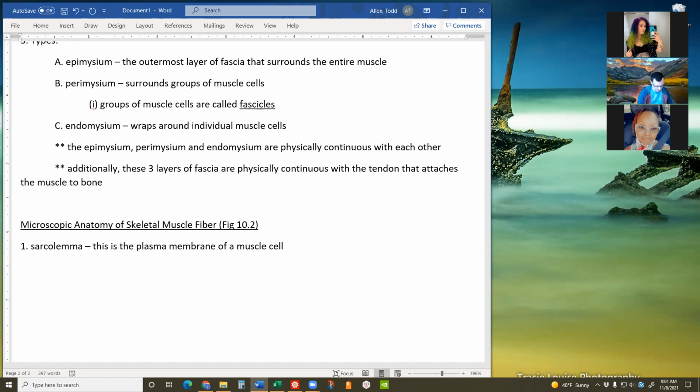Let's continue. Next, we have the transverse tubules.